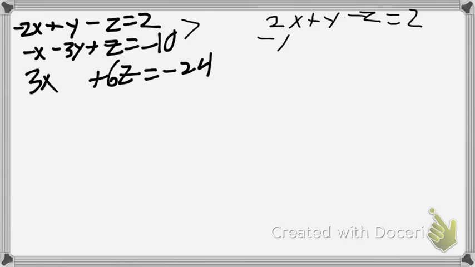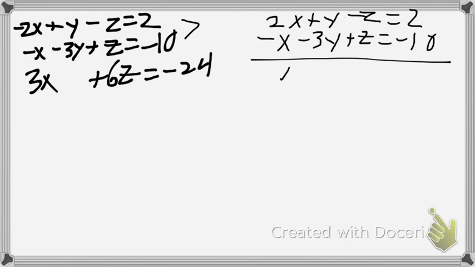So what I'm going to do is start off by getting rid of my z's up top. So I have 2x plus y minus z equals 2, and negative x minus 3y plus z equals negative 10. Those two I can just add together. 2x minus x is x. Negative 3y plus y is negative 2y. And negative 10 plus 2 is negative 8.